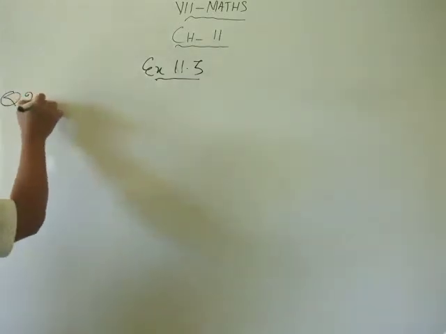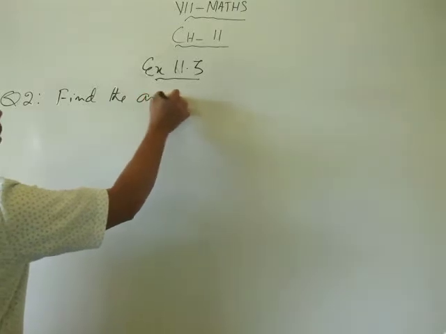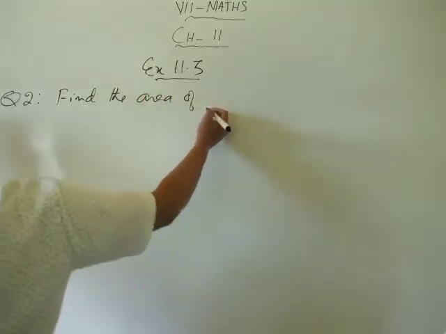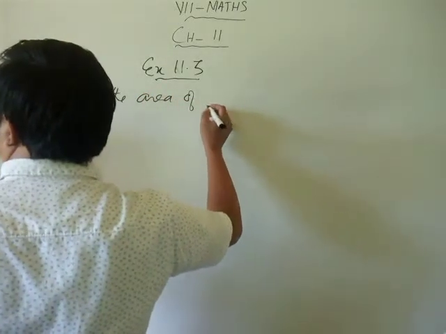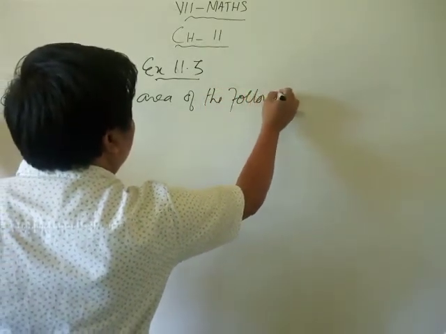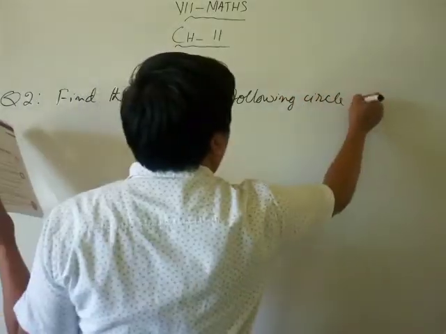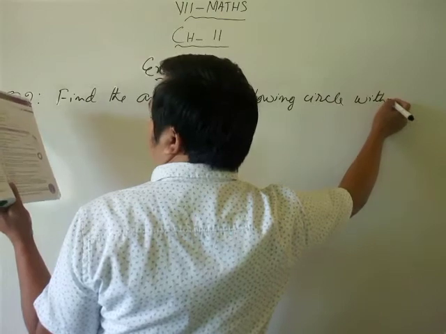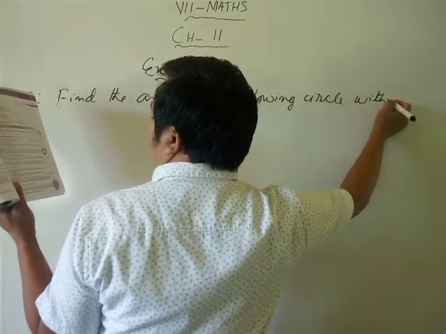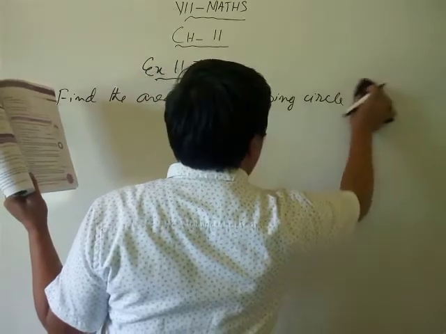Question number 2 is asking to find the area of the following circle with circle.